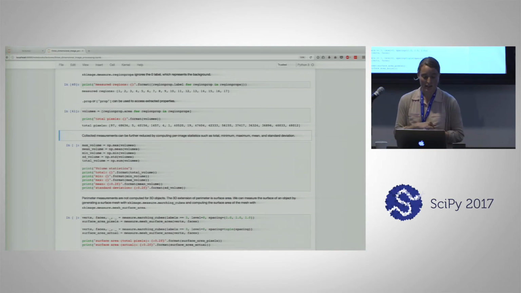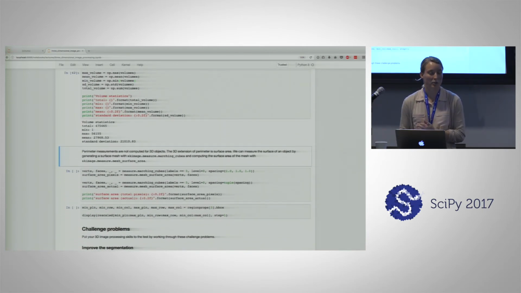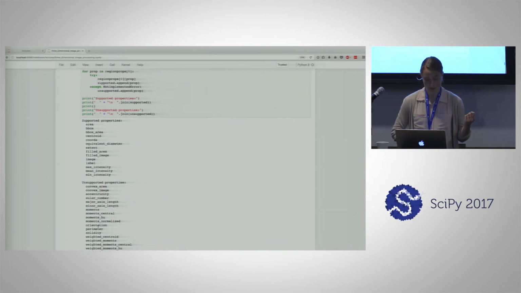You can synthesize this data further by computing per-image statistics, such as totals, minimums, maximums, means, standard deviations, anything you could think of. A lot of this is available in NumPy. The more complicated ones are available in SciPy statistics, or scipy.stats. So here are the aggregated statistics per volume. One thing that was noticeably lacking up here was the perimeter statistics.